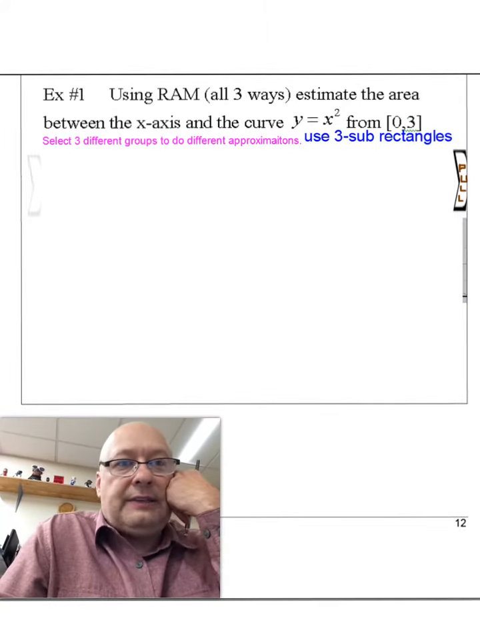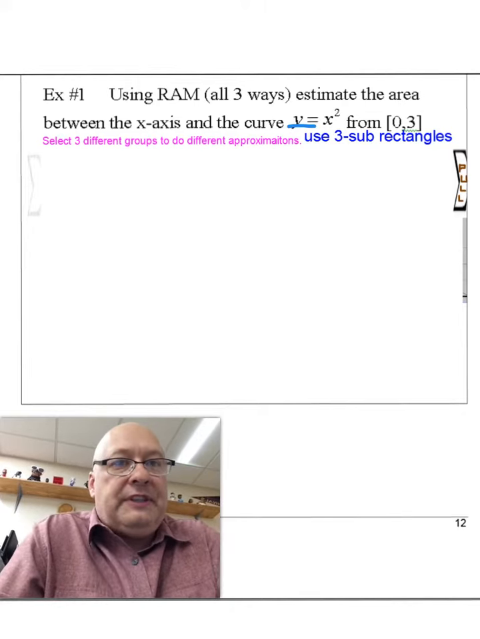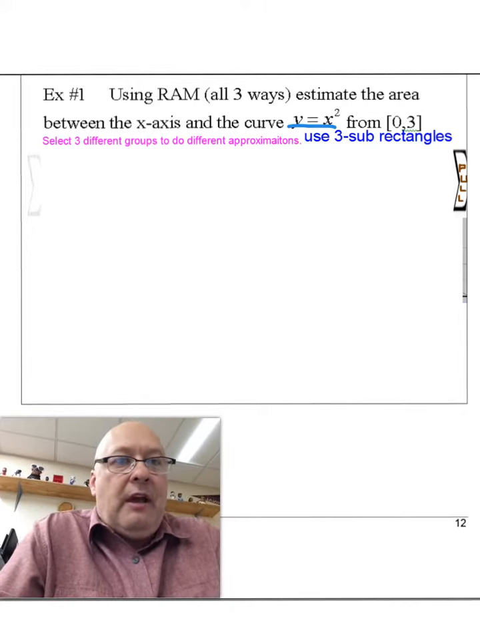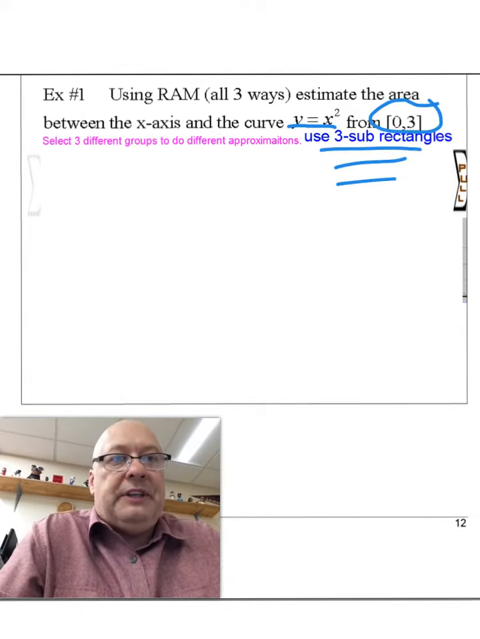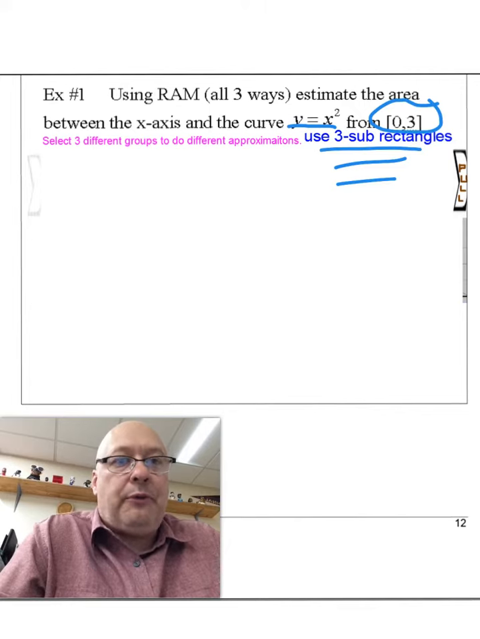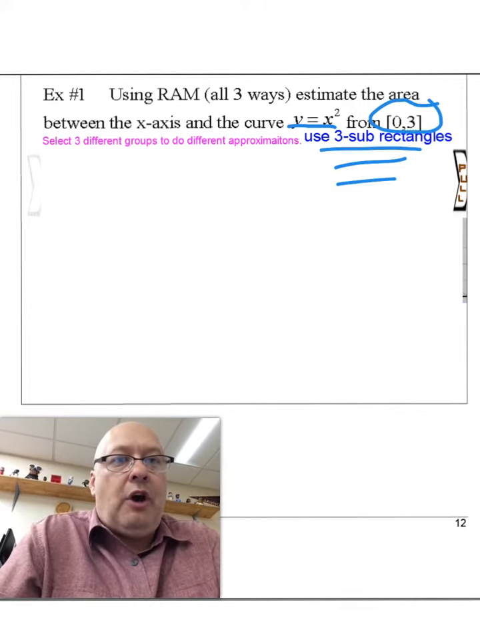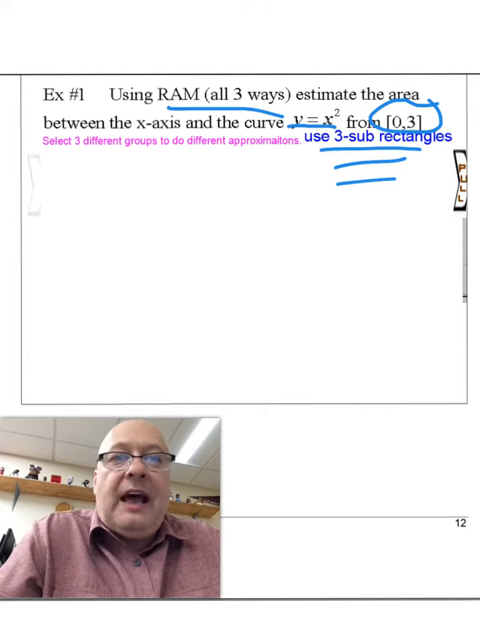Now, for this one, I guess my suggestion is to pause the video and attempt a simple function, y equals x squared, from 0 to 3, and then here's some language you have to get a hold of. It's 3 subrectangles, so it's pretty easy. So 3 subrectangles, try to do it all 3 ways: an LRAM, an RRAM, and an MRAM. Feel free to pause. I have the answer on the next slide, and then you can check your work after you do it to see if you can crank those out relatively fast.